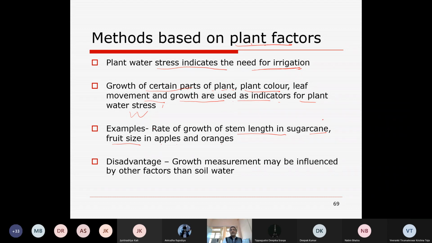What are the disadvantages of using plant factors? Growth measurement may be influenced by factors other than soil as well. What are those? Like fertilizer. If nutrients are less available, growth will be very slow. And if sufficient nutrients are available, it will be a faster growth rate condition. So this is just one disadvantage.